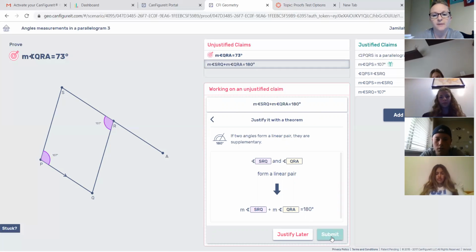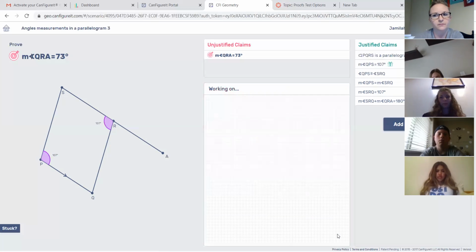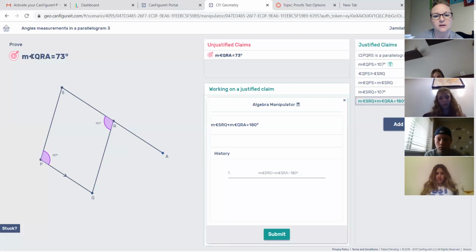So I'm going to submit that. Notice, again, no orange exclamation points. So I click submit. Okay? We're so close. I know this is so exhausting, but we're so close. So now all we need to do is use this fact, the 180 degrees, and this fact, the 107, and use our algebra manipulator to make it so that that will subtract and give us 73.